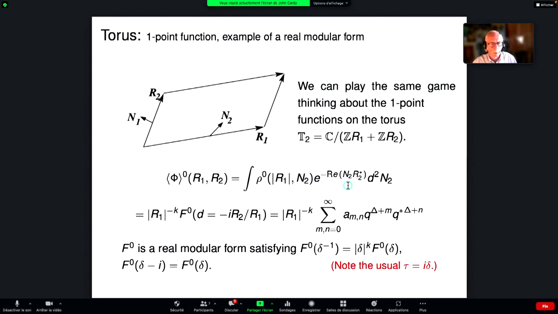So once again, we can write a spectral decomposition, and we can think of the Q expansion as being the same as that spectral decomposition, except we now have Q and Q bar or Q star. And we're going to assume what will be true for the one-point function, that it would transform like a real modular form with a certain k here, which would be related to the scaling dimension of this particular operator. And it's invariant under tau goes to tau plus 1, which is the same as delta goes to delta minus i.